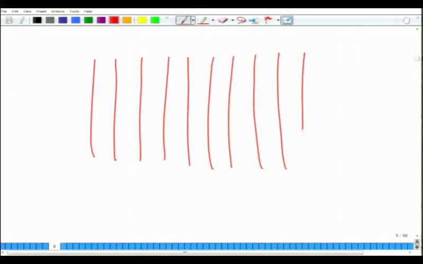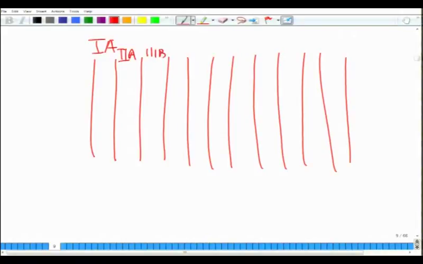So you can have 1A, 2A, and after 2A you have 3B, then 4B, 5B, 6B, 7B, followed by group 7 all throughout. So this goes group 7, and after that you go to 1B and so on and so forth.